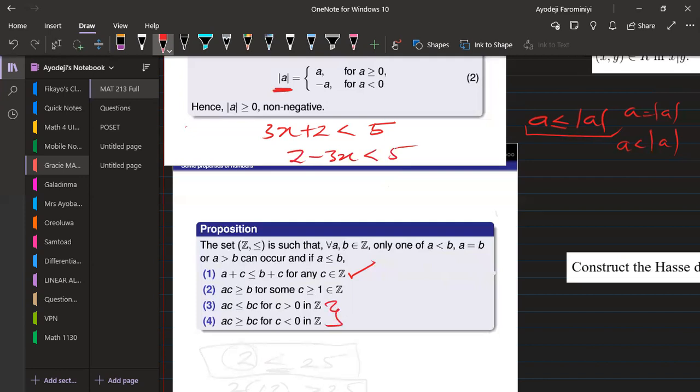So if C is greater than 0, we're talking about positive numbers. If you multiply both sides by C, then the inequality will not change. But if C is less than 0, if you multiply both sides by C, the inequality will change.